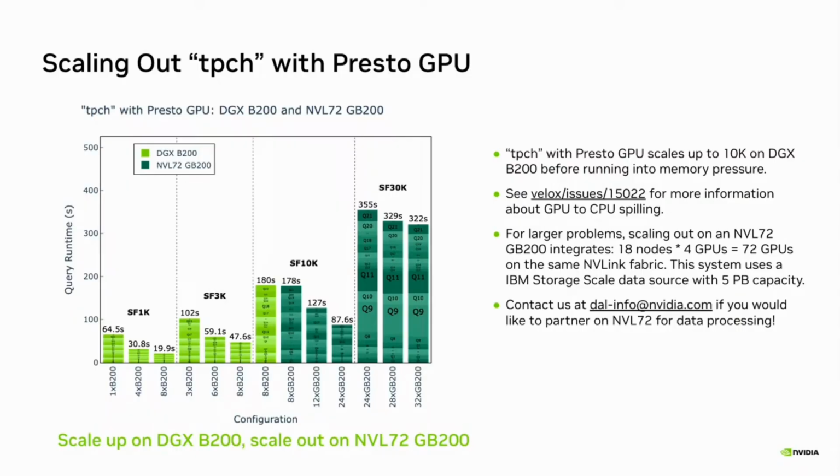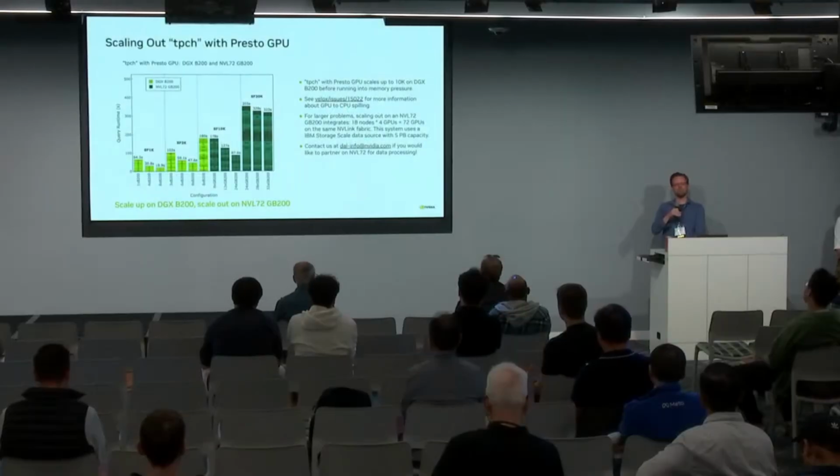And if you're interested in doing testing on the system, we want to publish a reference architecture about this NVL72 and storage scale system. So the email here, dalinfo@Nvidia. We have a few partner slots available to do development and workloads on the system and make sure it works as we're designing it to. So yeah, this is part of where we're going with Presto GPUs on the performance front.